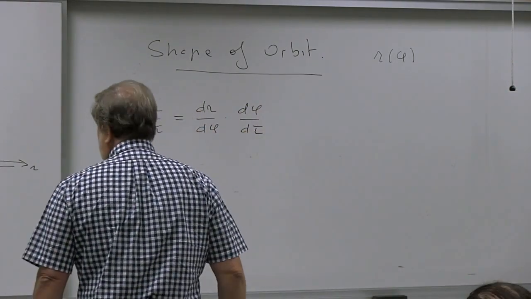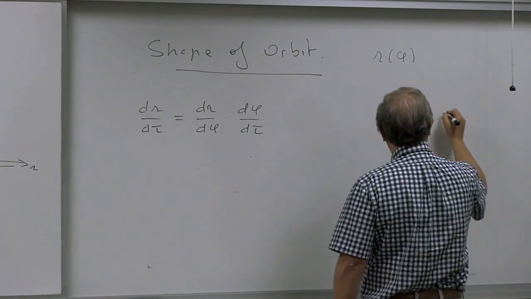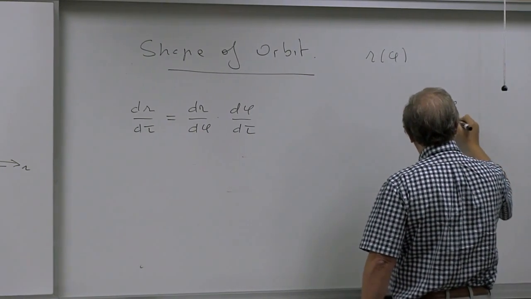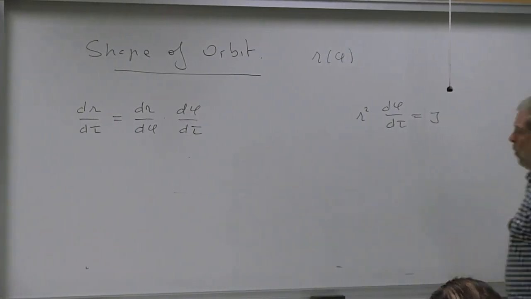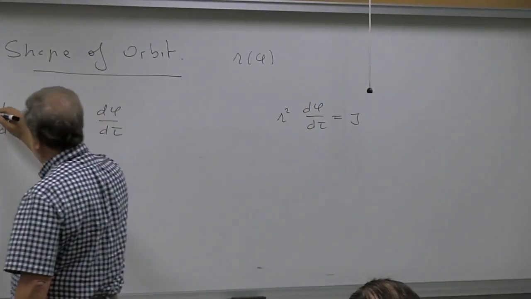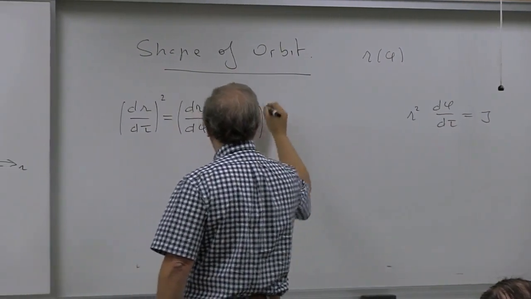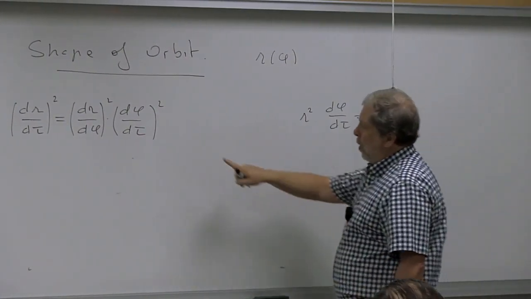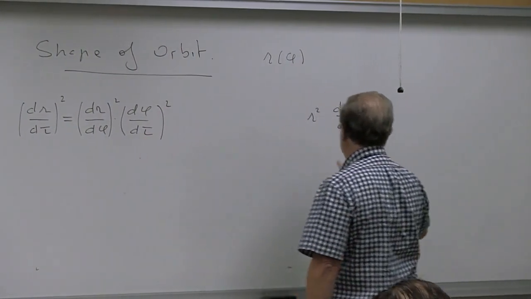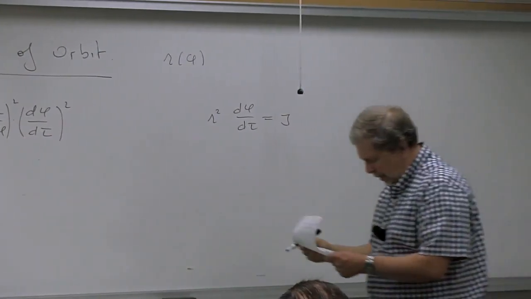And of course, remember that r squared times d phi by d tau was equal to j. So that means that when we square it, because that is what we have in the equations that we wrote down a moment ago, then we are going to pick up a factor, which is this j squared divided by r to the fourth.